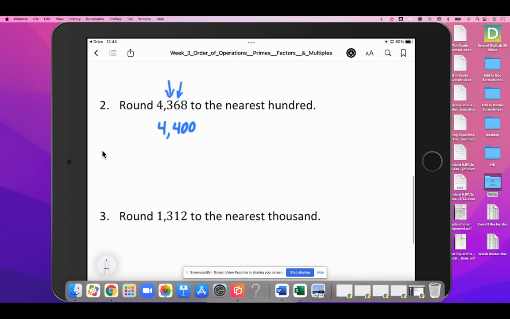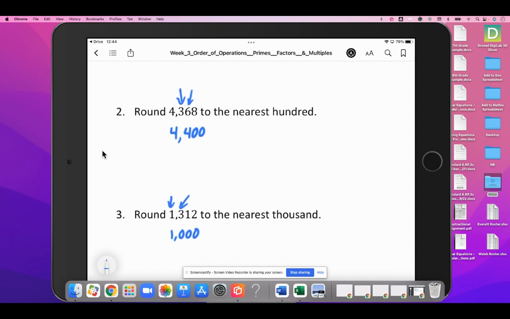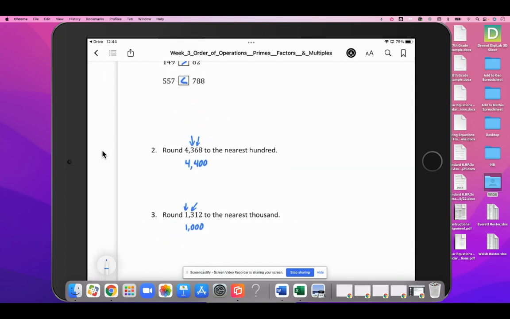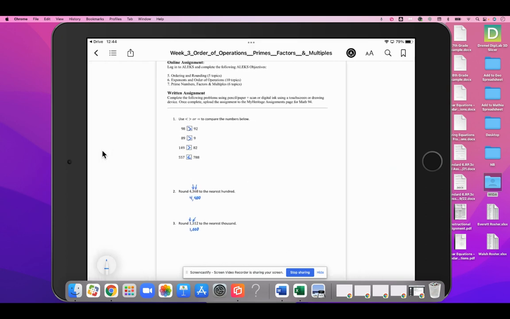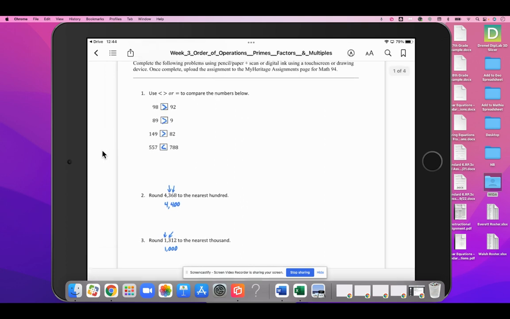Next, we need to round to the nearest 1,000. So we are rounding to the thousands place. We need to look at the number after it. That number is less than 5, so we need to round down. So that's going to leave us with an answer of 1,000. Pretty easy for the first page here. Let's move on to the next.